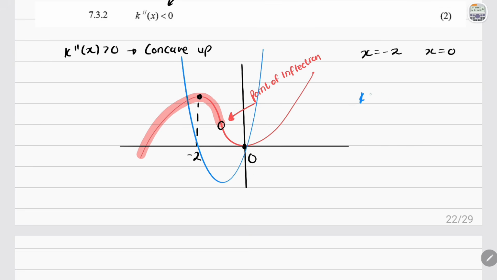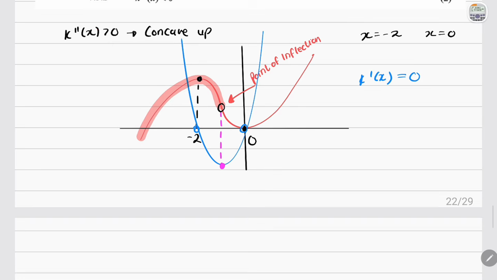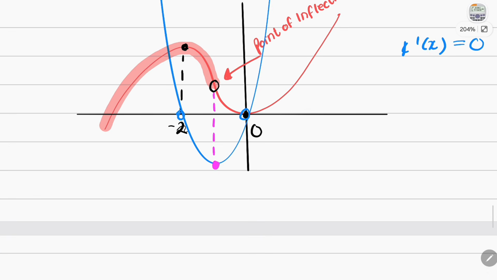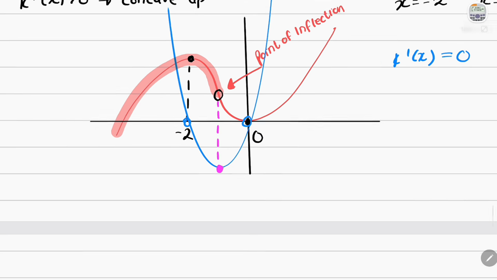This is where k prime of x, the parabola, is equal to 0, where the parabola's equation is equal to 0 at these points. Now, the point of inflection is going to be the x value of this parabola's turning point. So do you see how it's something we can actually find? If you were given a parabola and you were given one x-intercept and another x-intercept, how do you find its turning point? The x value only, not really the y value.